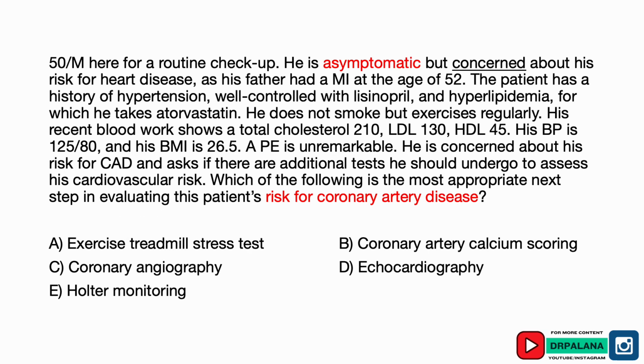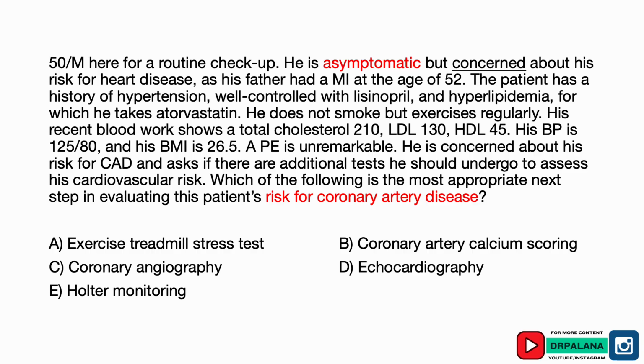A 50-year-old male is here for a routine checkup. He is asymptomatic but concerned about his risk for heart disease, as his father had an MI at the age of 52. The patient has a history of hypertension, well controlled with lisinopril, and hyperlipidemia, for which he takes atorvastatin. He does not smoke and exercises regularly. His recent blood work shows a total cholesterol of 210, LDL 130, and HDL 45. His blood pressure is 125/80, and his BMI is 26.5. A PE finding is unremarkable, and he is concerned about his risk for coronary artery disease and asks if there are any additional tests he should undergo to assess his cardiovascular risk.